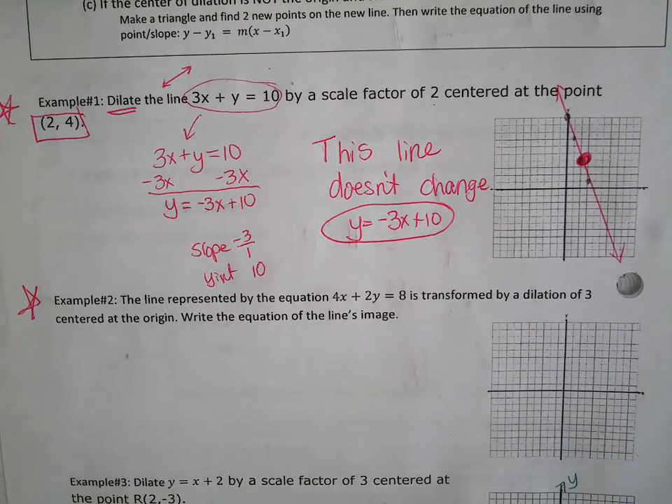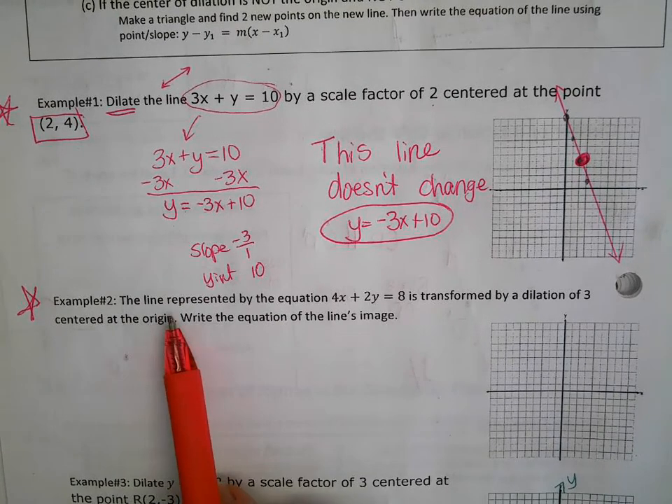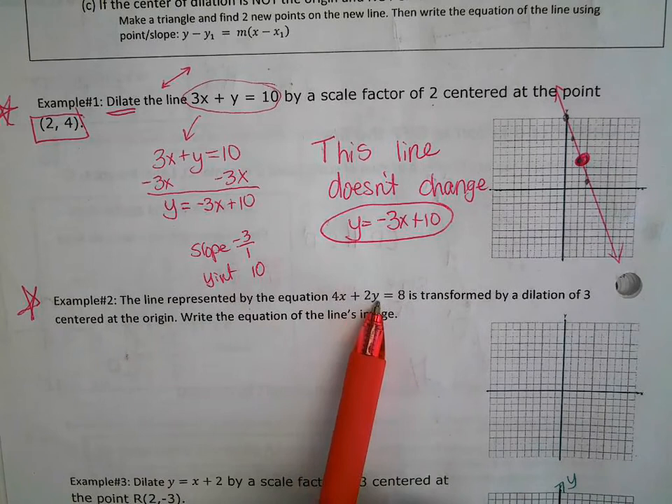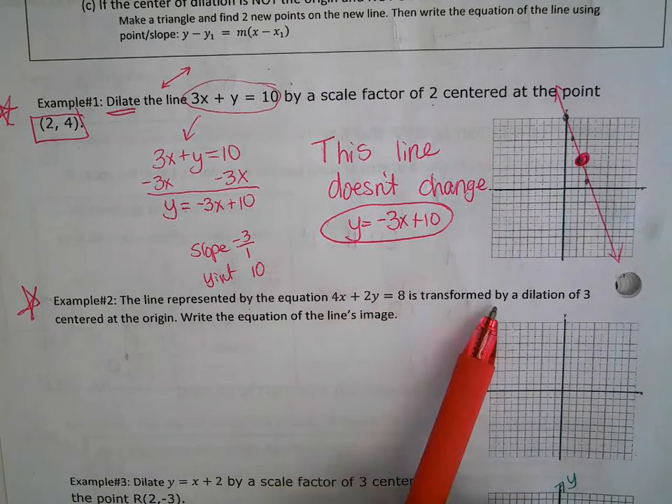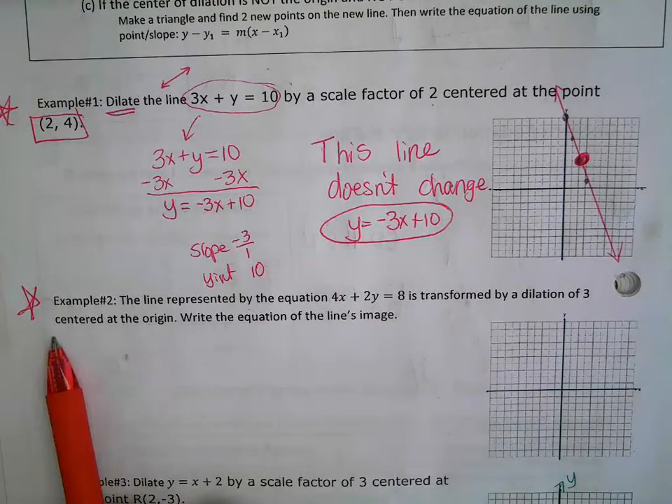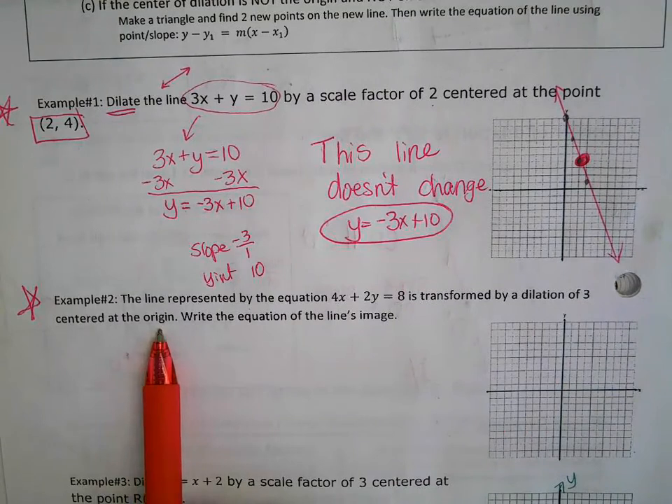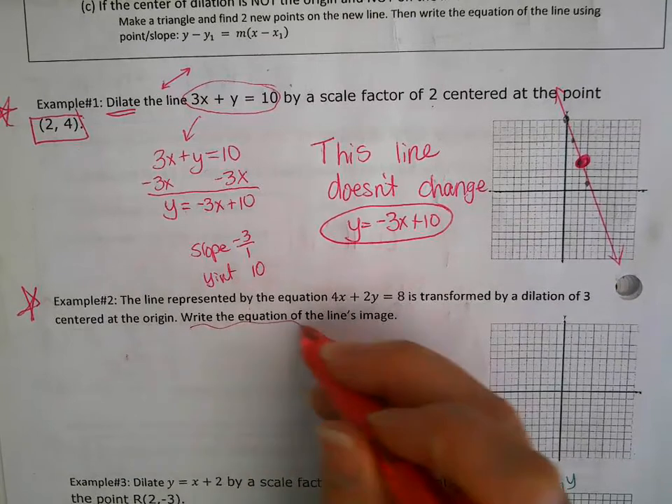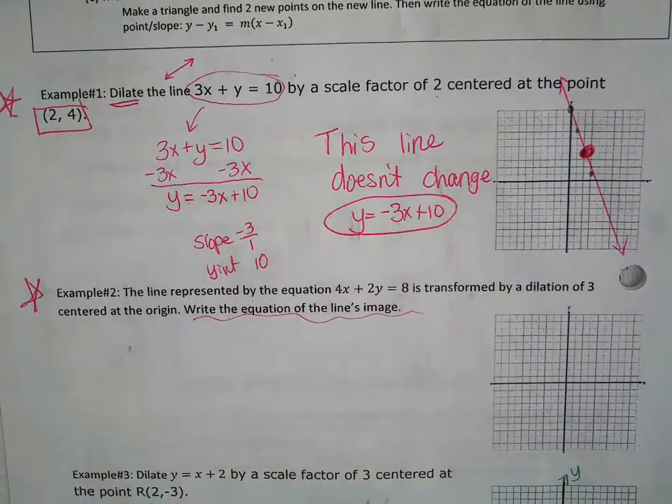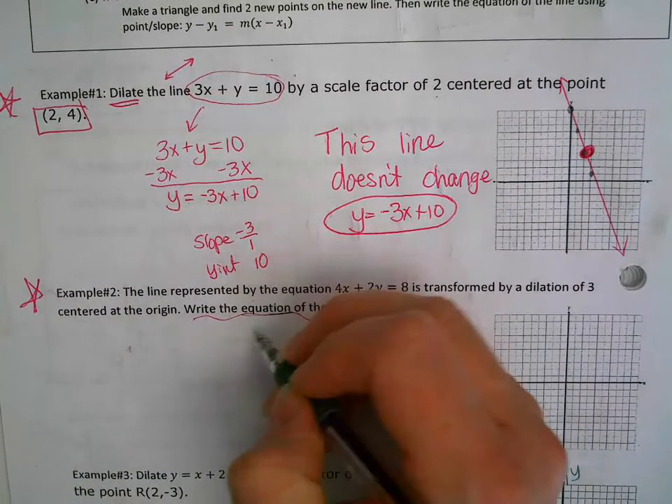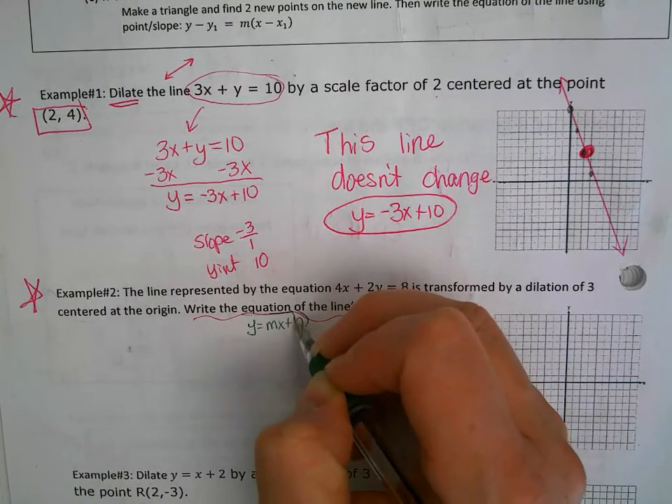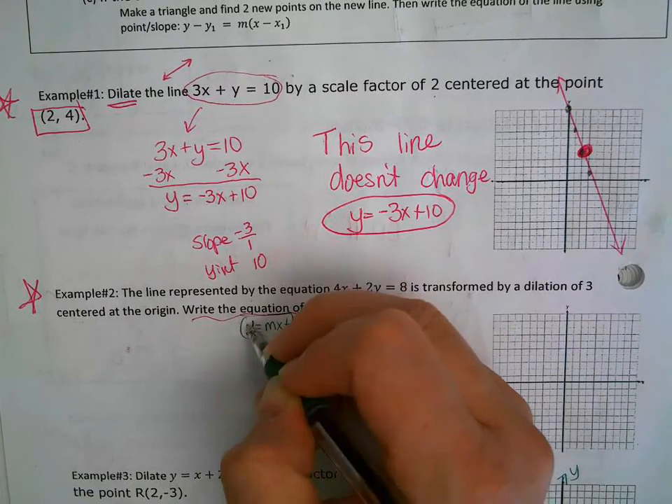Exercise 2. The line represented by the equation 4x plus 2y equals 8 is transformed by a dilation of 3 centered at the origin. Write the equation of the line's image. The image is the new line. So what it's looking for, write the equation, is like a y equals mx plus b, is what our final answer should look like here.